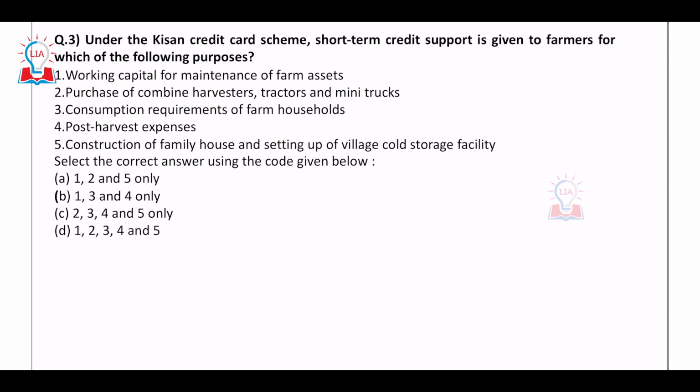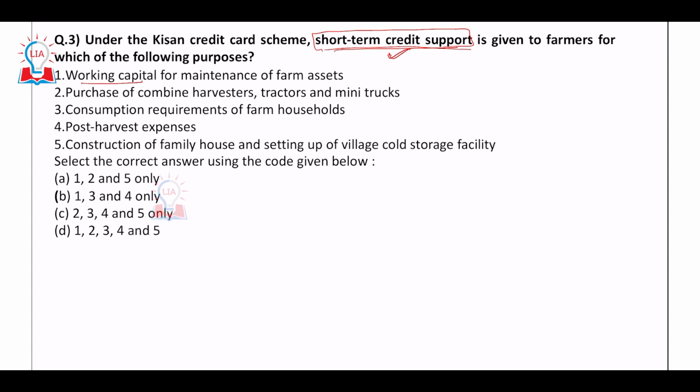Under the Kisan credit card scheme, short-term credit support is given to farmers for which of the following purposes? Clearly, it says that it is a short-term credit support, right? So even if you did not know whether it is a short-term credit system or a long-term credit system, still the statement itself will help you eliminate the options in this particular question.